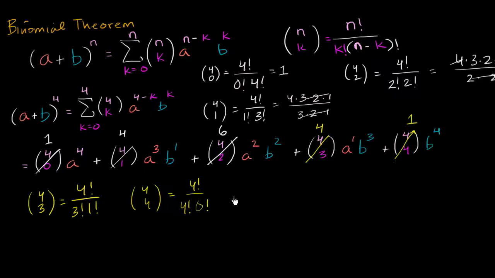And just like that, we're done. We were able to figure out what a plus b to the 4th power is. It's 1a to the 4th plus 4a to the 3rd b to the 1st plus 6a squared b squared plus 4ab cubed plus b to the 4th.